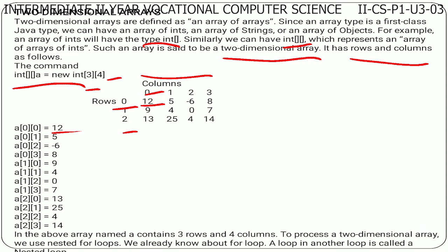So 0 0 represents 12, 0 1 represents 5, 0 2 represents 6, and 0 3 represents 8. In this way, each and every element's index shows where the element is. In this form the data is stored. Here we have 3 rows and 4 columns. To process the two-dimensional arrays, we use nested for loops. A loop within a loop is called a nested loop, and here we will be using a for loop within a for loop to access these two-dimensional arrays.